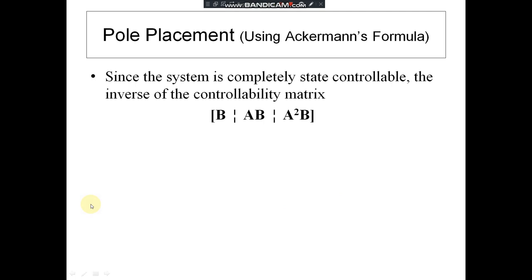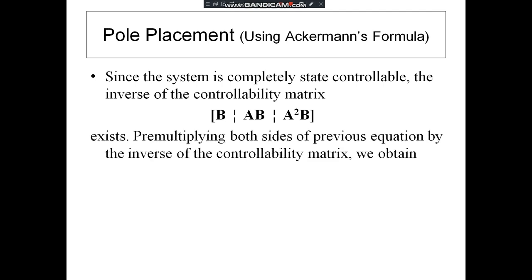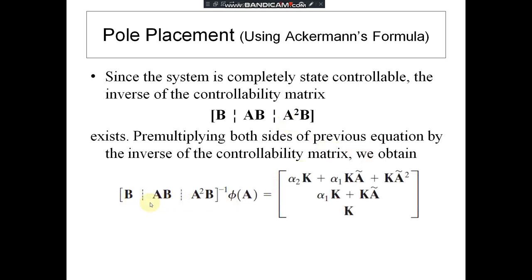Since the system is completely state controllable, the inverse of the controllability matrix [B AB A²B] exists. Pre-multiplying both sides of the previous equation by the inverse of the controllability matrix, [B AB A²B] inverse into phi of A, that term's inverse into that matrix gets cancelled. Therefore, the remaining is the matrix as it is.